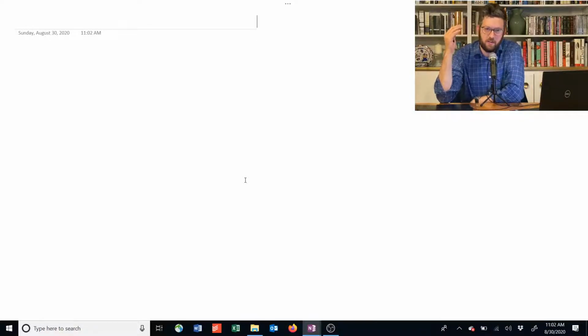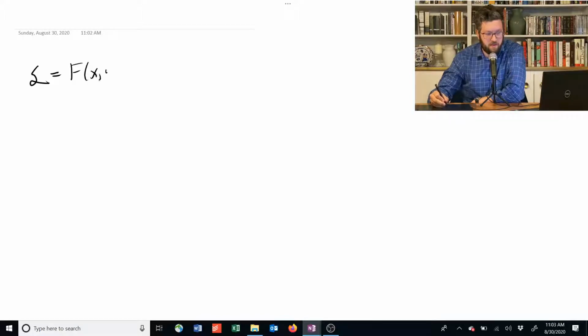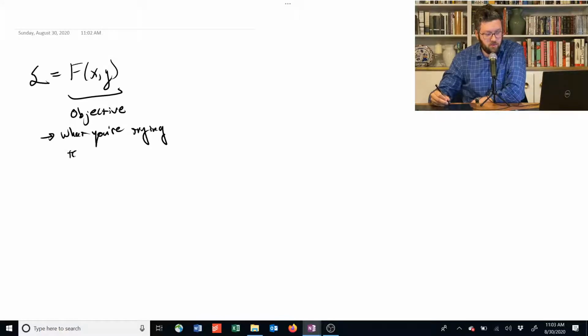I introduced the Lagrangian method as a way to solve the utility maximization problem, but really it's a lot more general than that. In general, a Lagrangian always takes the form of something like this. We have some function at the beginning. In this case, I made it of x and y, and that first one is called the objective function, and it's what you're trying to maximize, as I've said before. But it also works just as well for minimization.